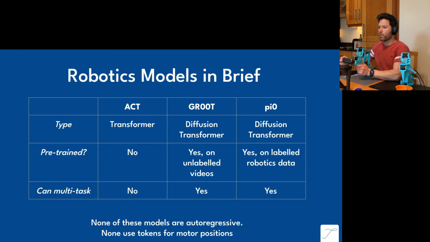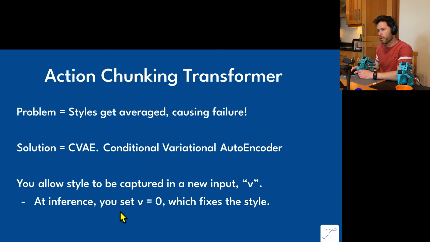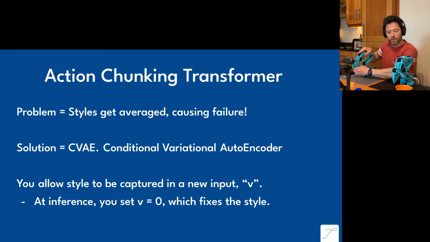So I've got a slide here I'll just show you quickly on that. You have a starting point. You can take path 1, which is maybe 30-degree angle with the motor as a target. Path 2 might be 10, but because the model just ends up averaging, you end up crashing into the obstacle here. Now, the solution to that is instead of having a conditional autoencoder, and it's conditional because it's conditioned on the current images and motor positions, you introduce a conditional variational autoencoder. And the idea is you need some way to be able to tell the model when it hits this position, oh, you're going to do the left style, or oh, you're going to do the right style.